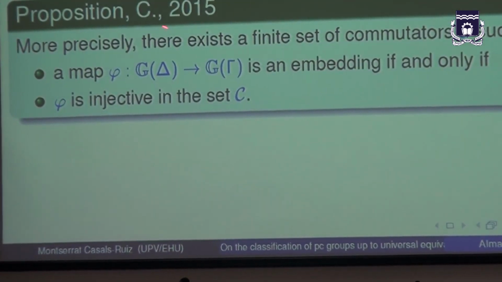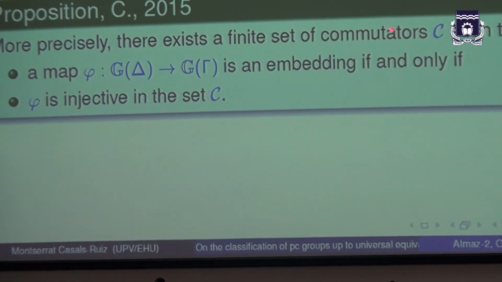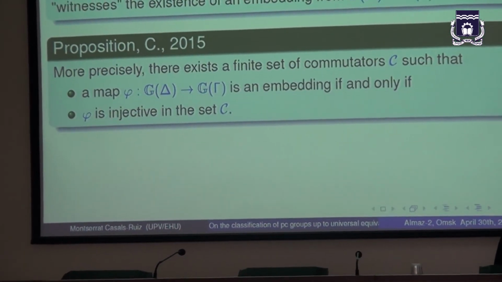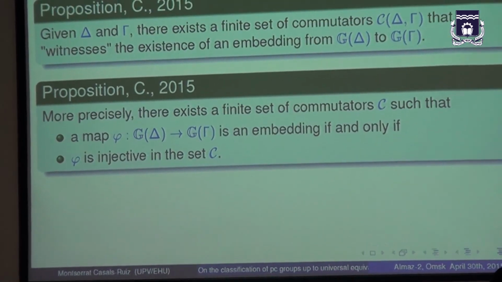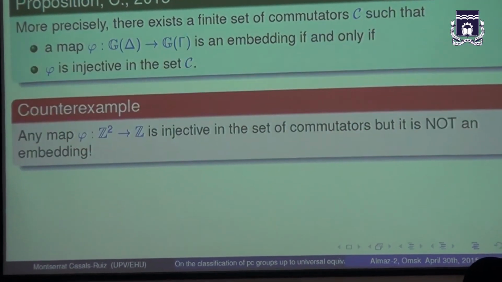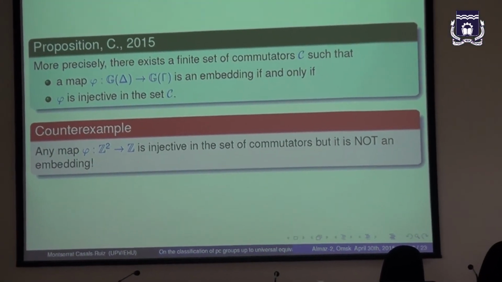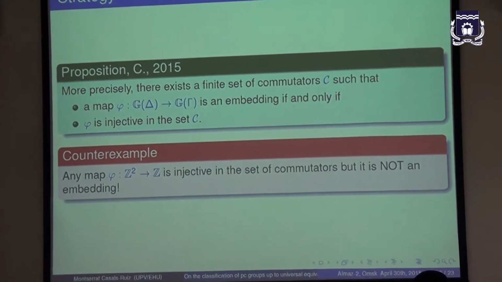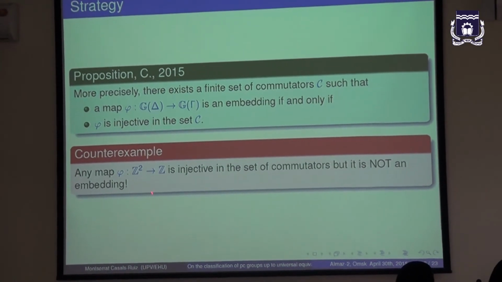So I wanted to say that there is a finite set of commutators so that a map is an embedding if and only if it's injective on this set. Now in here, you should be outraged. You are saying I'm lying, and you would be right, I'm lying. And I'm not doing it on purpose, it happened to me, the mistake, and I asked, oh, what did I do? Why is it wrong? Well, let's see this example.